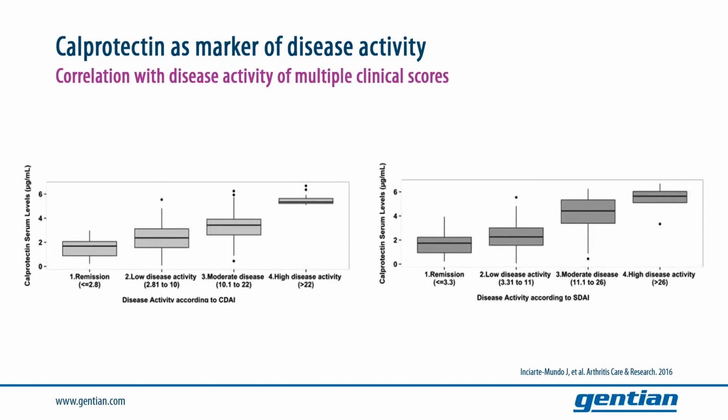In addition, the authors also found that calprotectin levels correlated better with disease activity than CRP and ESR, and only calprotectin was able to distinguish between remission and low disease activity across all clinical scores.